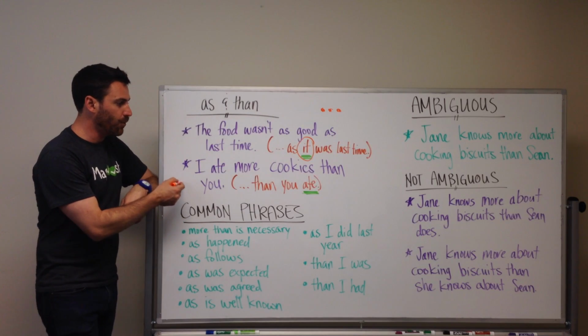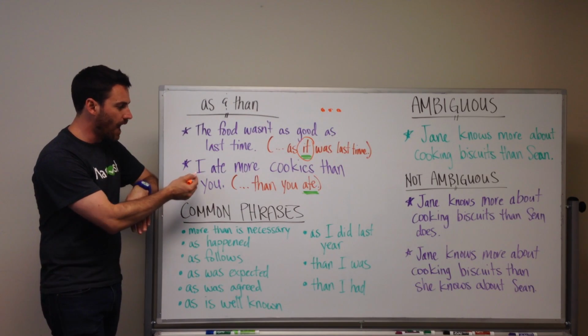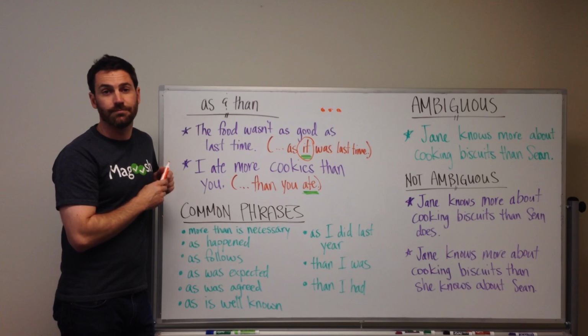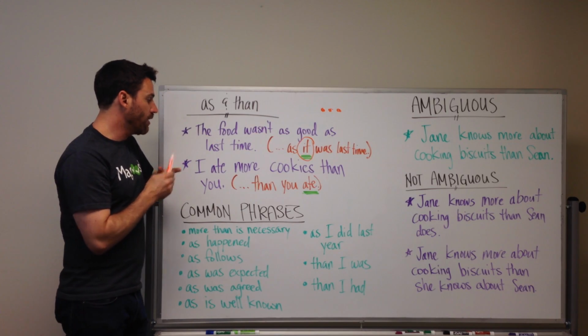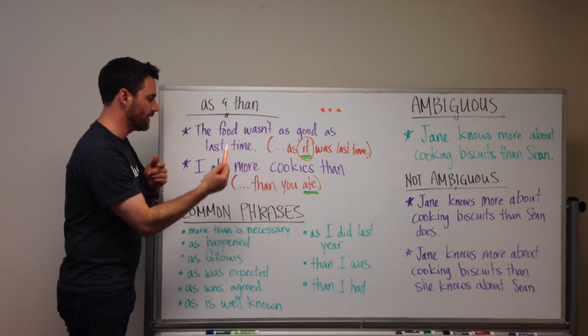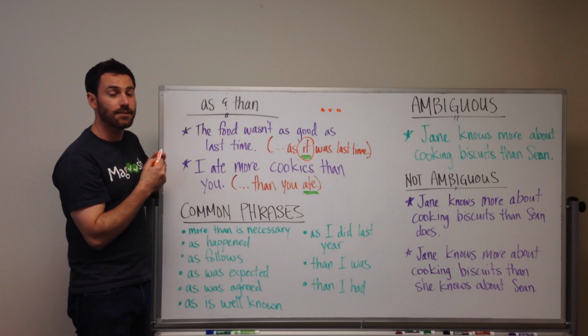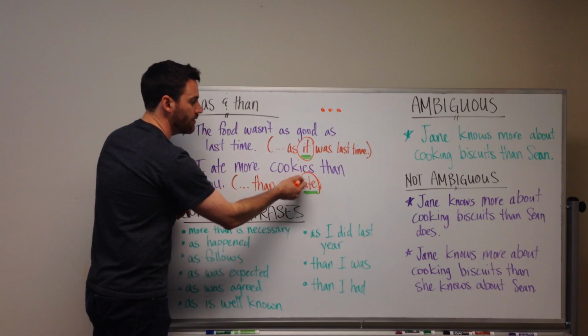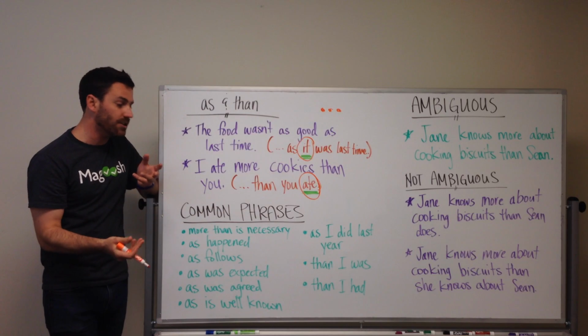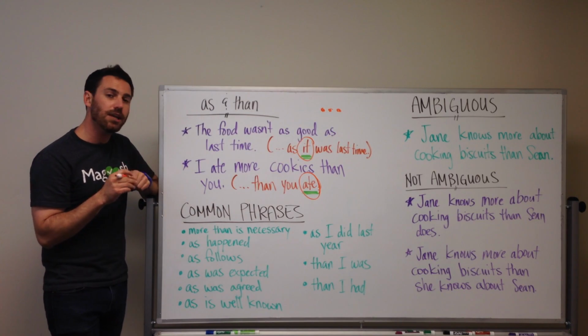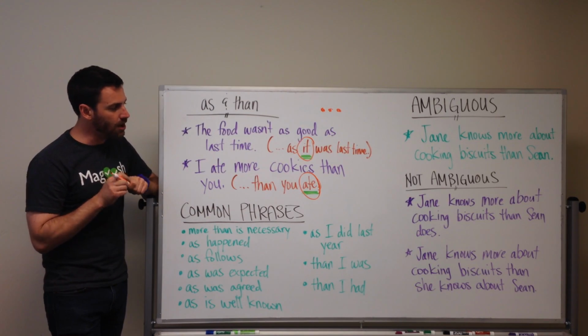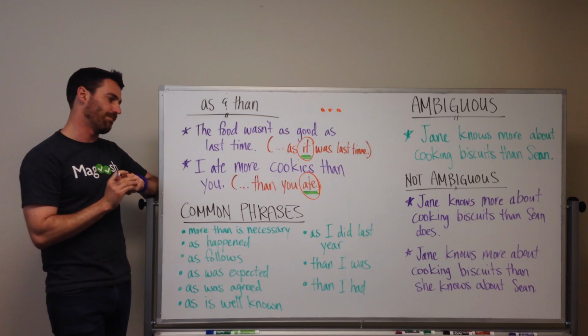In the second example, we drop a verb. So it says, "I ate more cookies than you." And we could have said, "I ate more cookies than you ate." But in this case, we don't need this verb here. It's understood that we're comparing how many cookies were eaten. So we can just drop that verb.